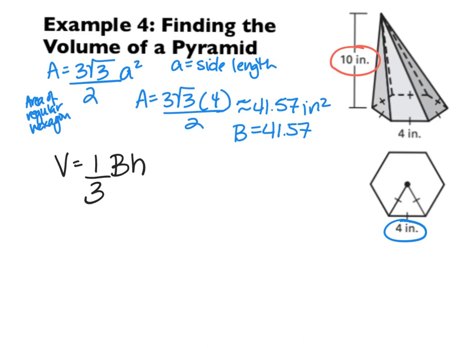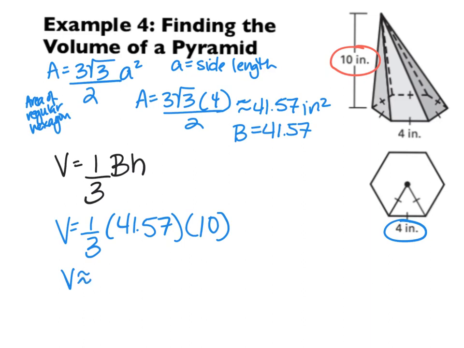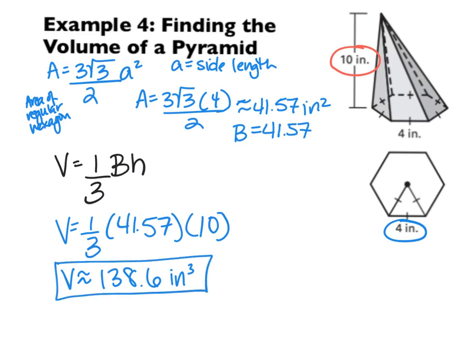So all we have to do is substitute in 41.57 for the area of the base and 10 for the height. So our volume is approximately 138.6 cubic inches. Keep in mind that even though this pyramid is not a right pyramid, you can still use the same formula. Cavalieri's principle still applies.